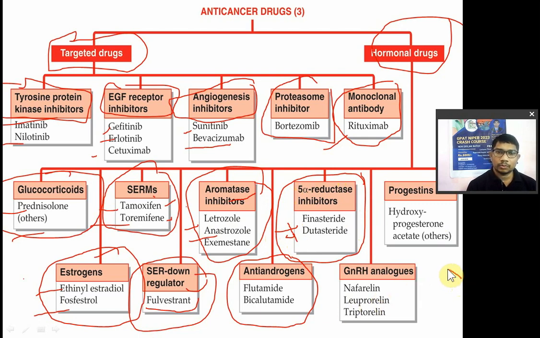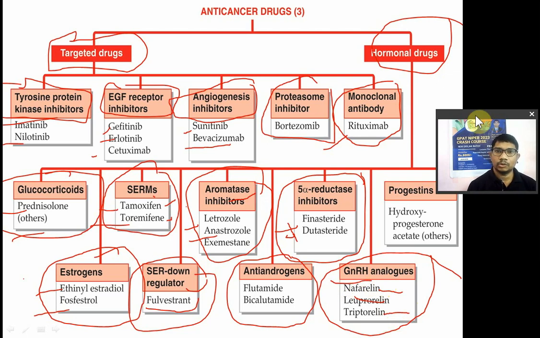Now gonadotropin hormone regulating hormone analogs. Remember the relins: nafarelin, leuprorelin, triptorelin. There are certain drugs known as the relins. These relins are gonadotropin releasing hormone analogs. Nafarelin, leuprorelin and triptorelin are nothing but the gonadotropin releasing hormone analogs.